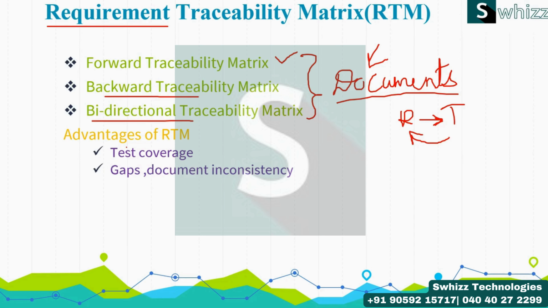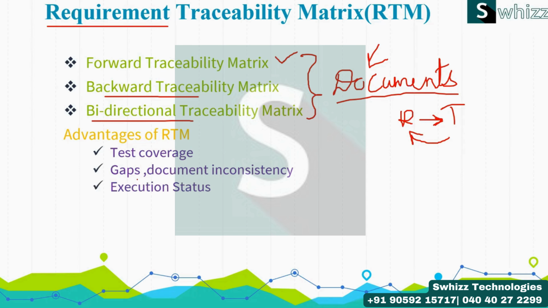And any gaps: if a requirement is already there in the document but you have not written a test case, you will come to know that a requirement got missed, and you can update the RTM by reviewing the process with the RTM document.